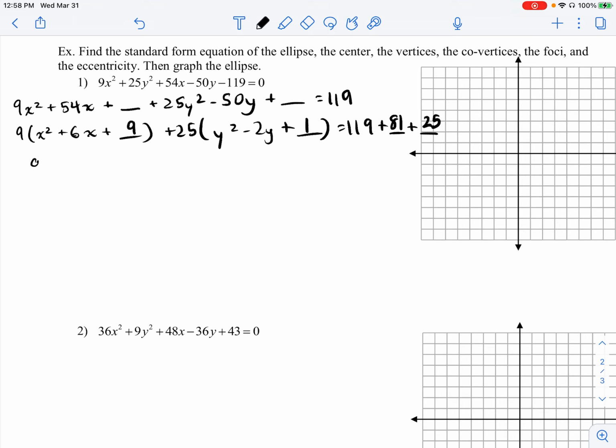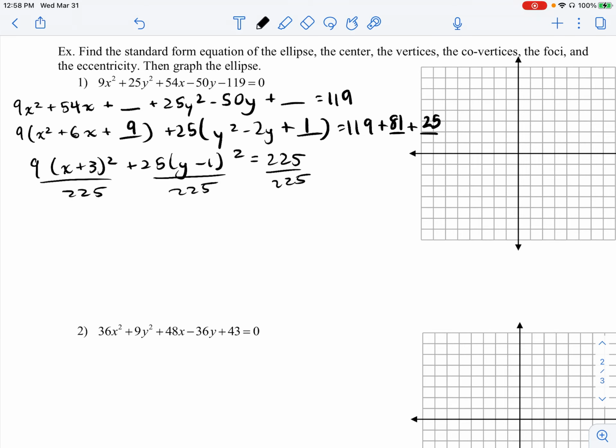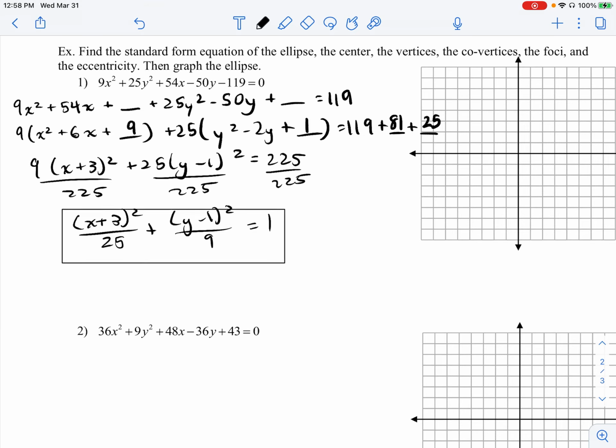So now let's clean this up. We've got 9 times x plus 3 squared plus 25 times y minus 1 squared. All of this is equal to 225. And because we want our right side to be equal to 1, we're going to divide everything here by 225. So it gives me x plus 3 squared over 25 plus y minus 1 squared over 9, and all of this equal to 1. So there's our standard form equation.